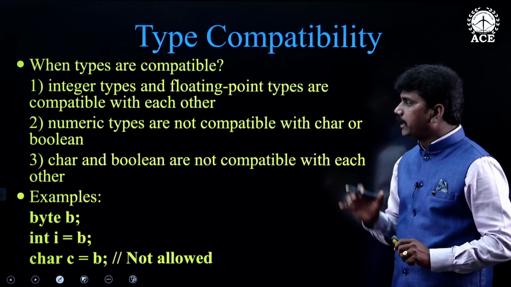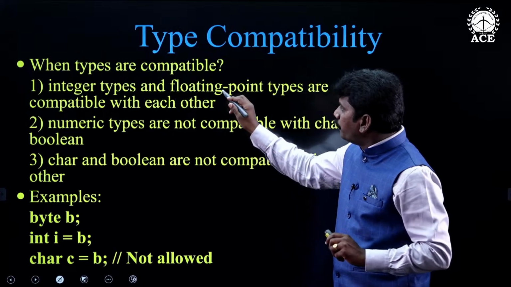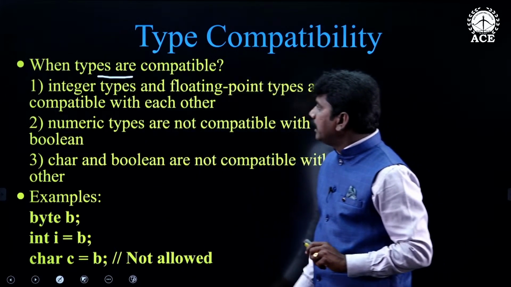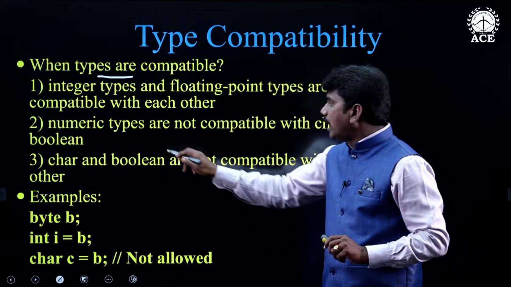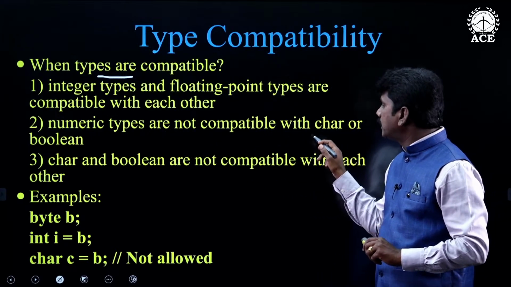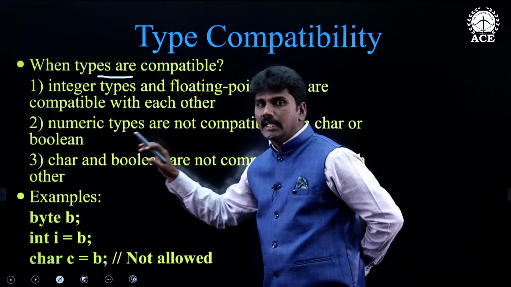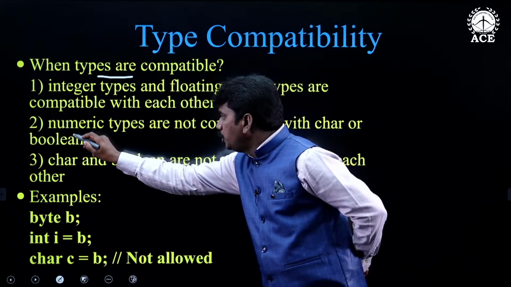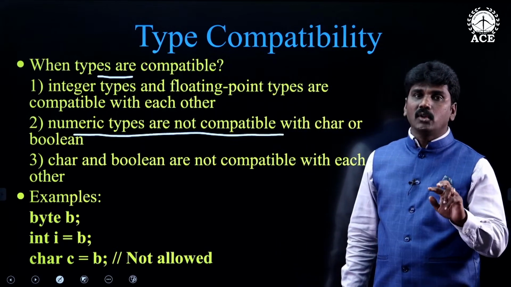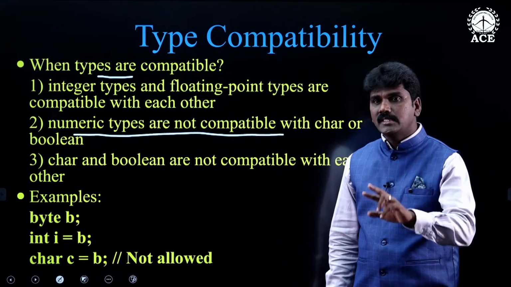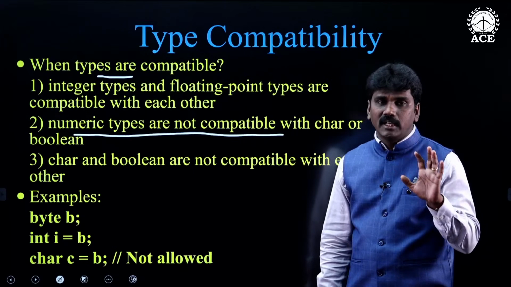So type compatibility, how will this type compatibility be? We can see when types are compatible, like integer types and floating point types are compatible with each other, and numeric types are not compatible with char or boolean. Let us understand this point also. Numeric types are not compatible with char or boolean, because char and boolean both are non-numeric, whereas the integer group and floating point group both are numeric. That's why the compatibility will be there.